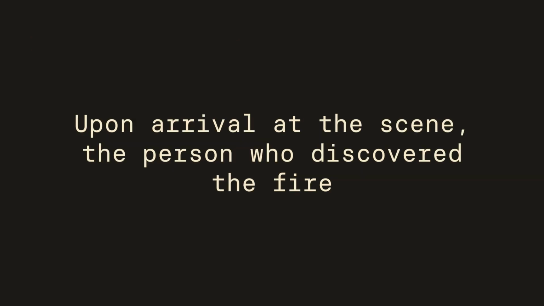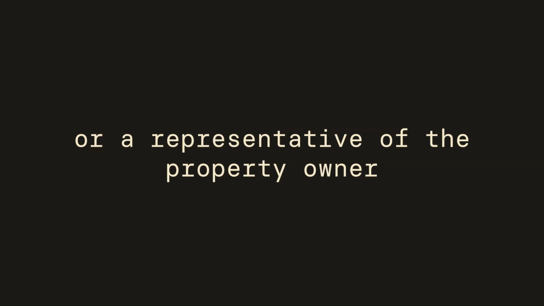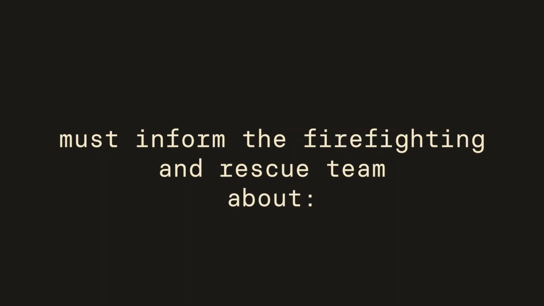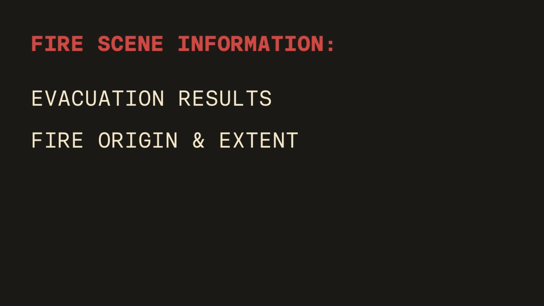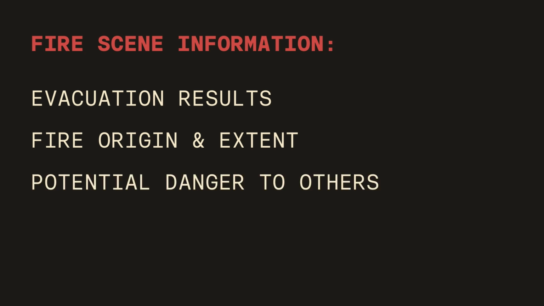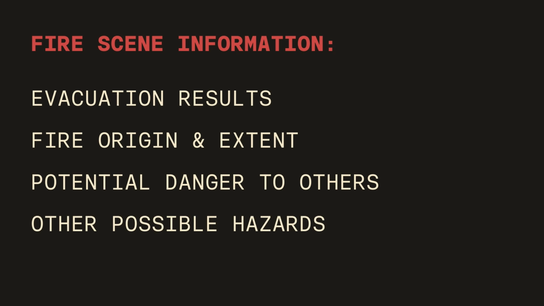Upon arrival at the scene, the person who discovered the fire or a representative of the property owner must inform the firefighting and rescue team about the results of the personnel evacuation, the origin and extent of the fire, potential danger to other individuals, and other possible hazards associated with the fire, such as explosions, dangerous chemicals, and electrical equipment.